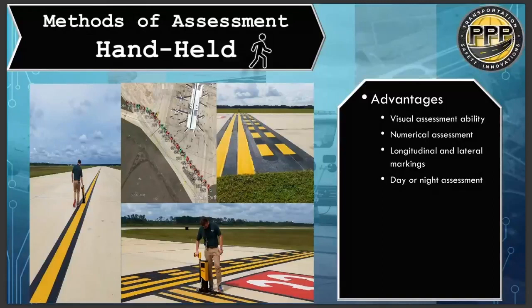That ambient light does not affect the instruments. And you get pass-fail capability. So you're able to set the limits and say, okay, if it's 100 or more, then it's pass. If it's 100 or less, it fails.